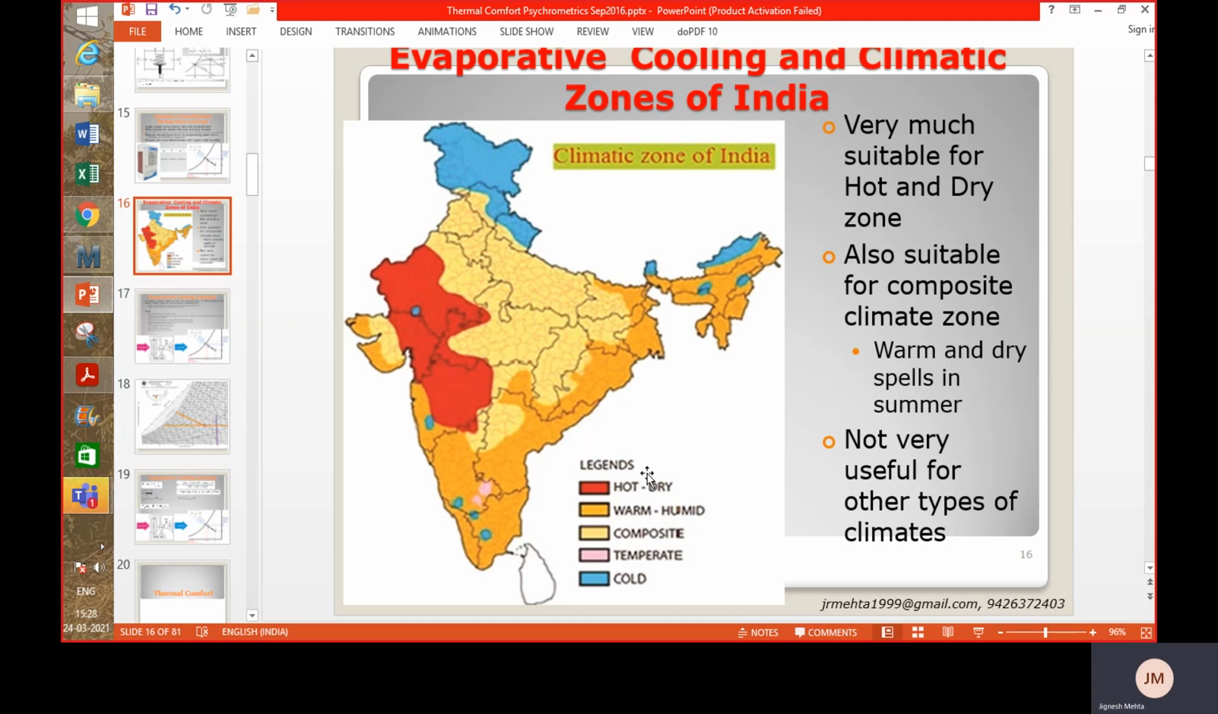So as you can see, this red color indicates hot and dry climatic zones in India. Such a device, evaporative cooling, could be useful for providing air conditioning particularly in these regions where the air is dry as well as hot. And you will also agree that these are the regions where desert coolers are probably used maximum.